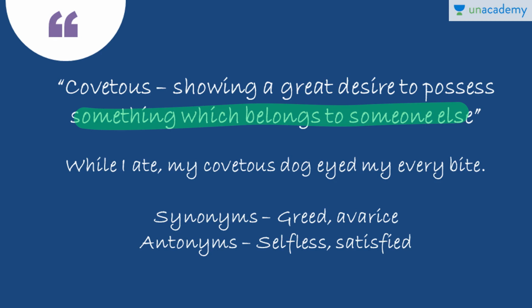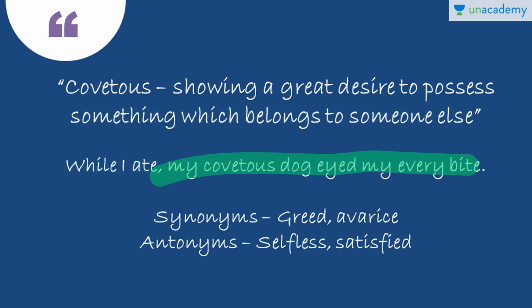Okay, let's say someone has a car and you want to have that car. Okay, and you have a great desire to possess that car which belongs to him. So that feeling is what is known as covetous. Okay, like for example, while I ate, my covetous dog eyed my every bite.